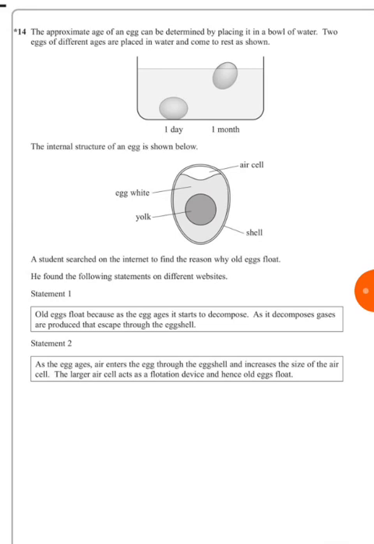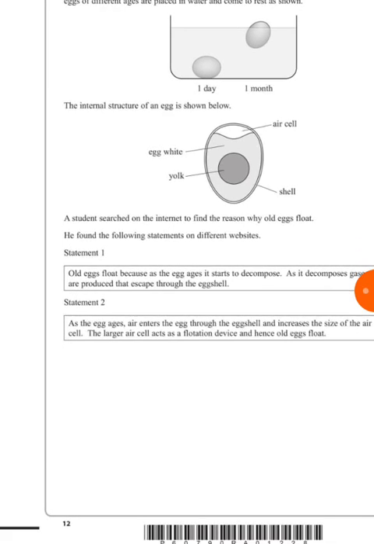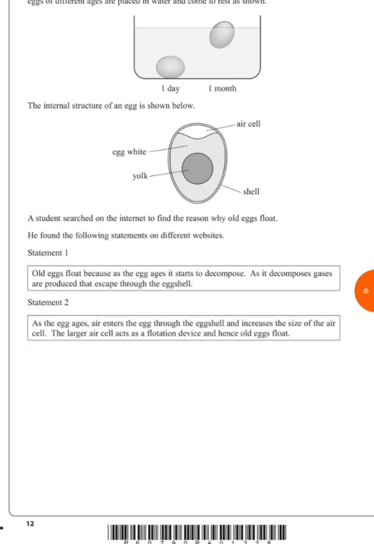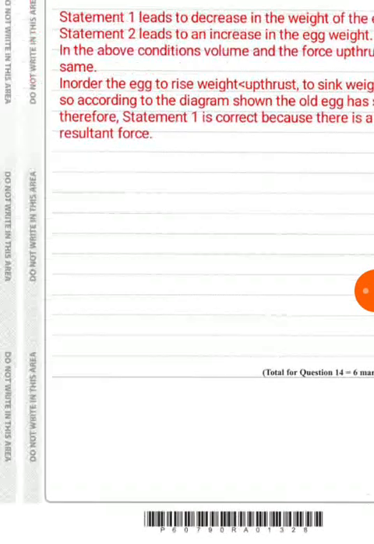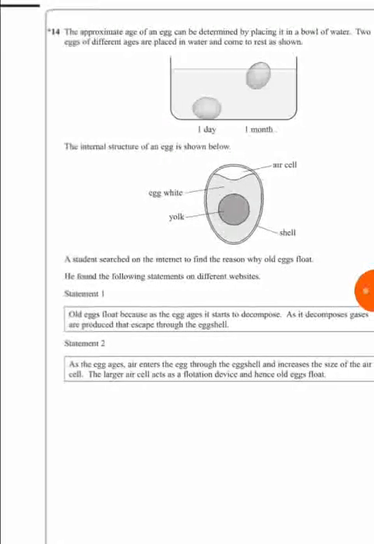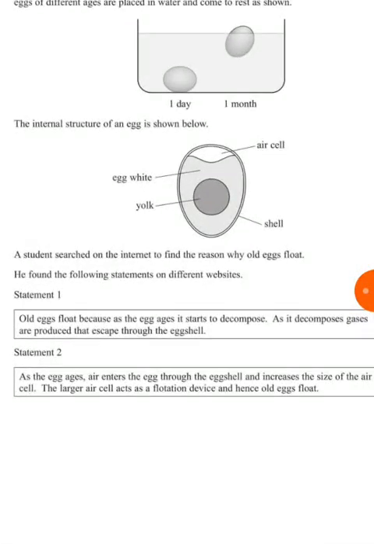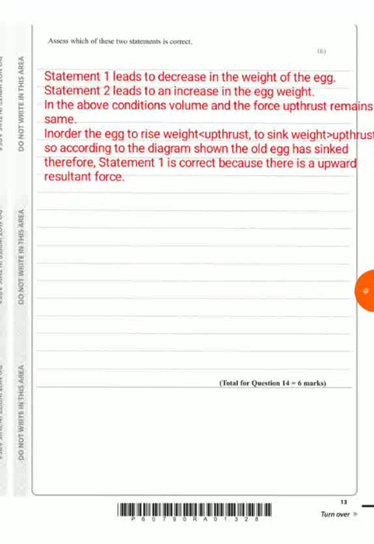They have already given us that for 1 day and 1 month what happens to the eggs, whether they float or whether they sink. Therefore we need to link statement 1 and statement 2 to that. That means they have given us something to compare. So by using the given diagram only, we must decide whether statement 1 is correct or statement 2 is correct. Okay, so statement 1 leads to decrease in the weight of the egg because air escapes. Okay, because air escapes, therefore statement 1 leads to decrease in the weight of the egg.